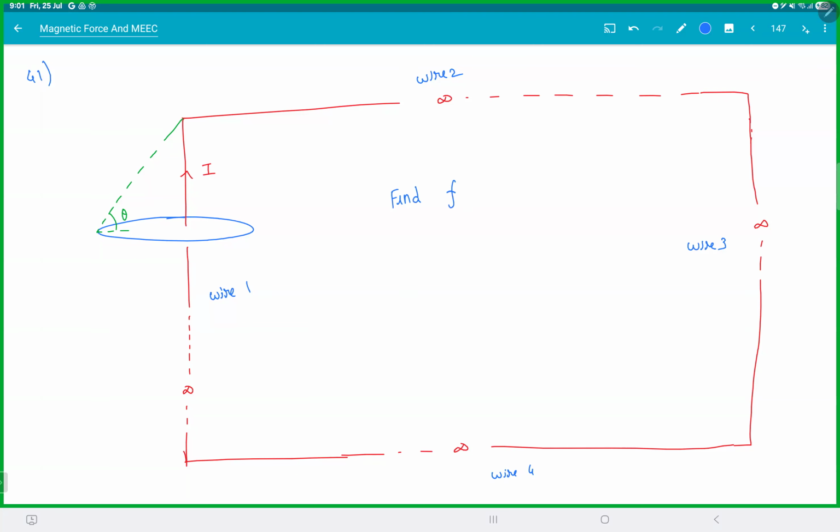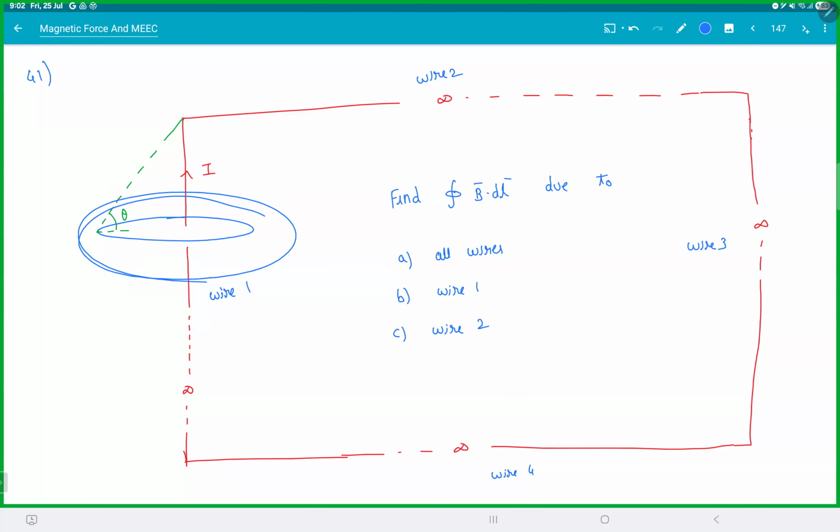So find integral B dot dl over the loop for three cases: due to all wires, due to wire one, due to wire 2. Get them. This is the loop. So on this loop, I want the magnetic field due to wire 2 dot dl integral, due to wire 1 and due to all wires. There we are just playing with Ampere's law. Integral B dot dl is mu naught, I think.